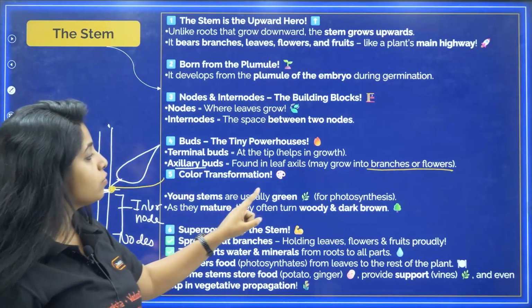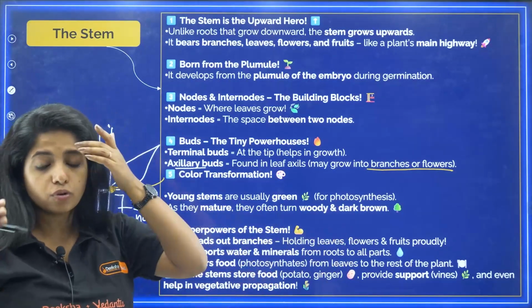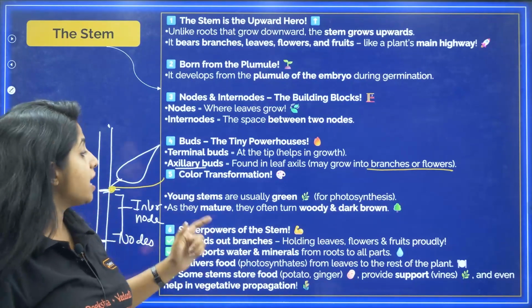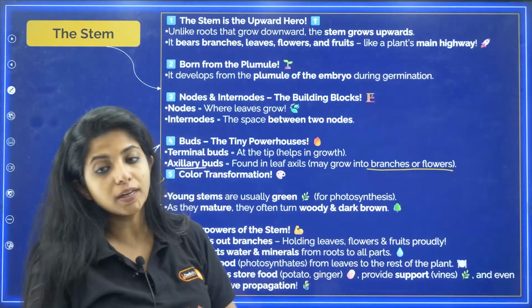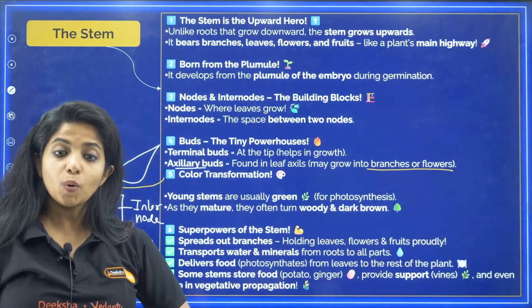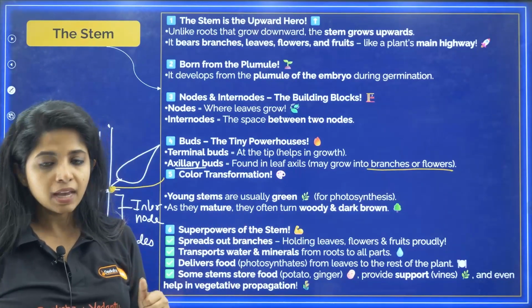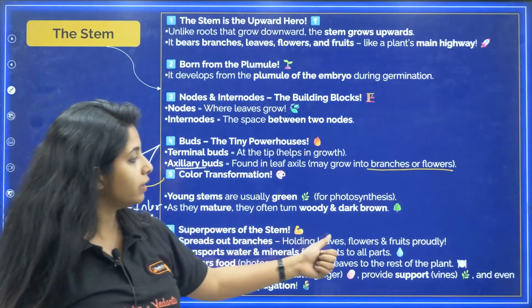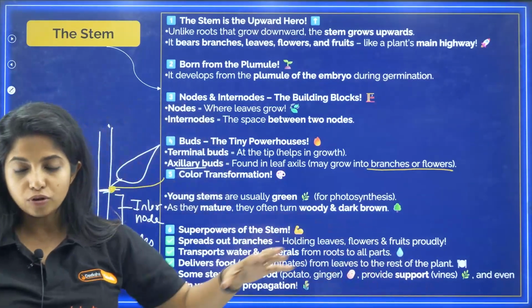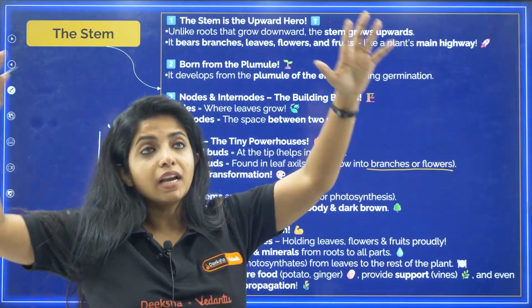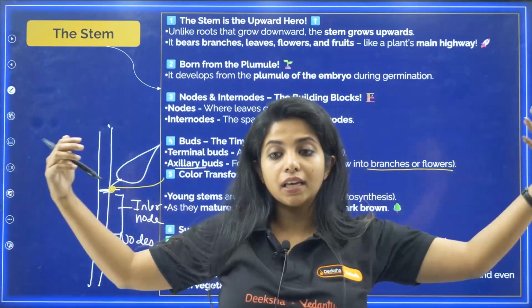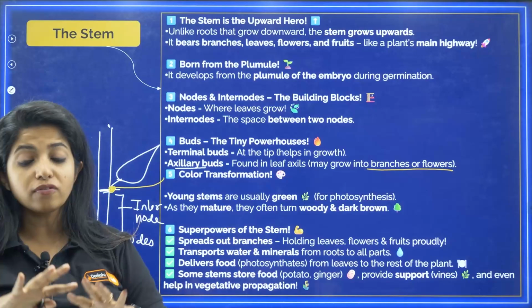Now young stems are usually green for photosynthesis, my dear children. They also contribute to the process of photosynthesis. As they mature, they often turn woody and what? Dark brown in color. Now what are the superpowers of the stem? It spreads out branches holding the leaves, flowers and fruits, okay. In that way, when it spreads out, enough sunlight is received and they can do photosynthesis properly. That is the use of spreading out.